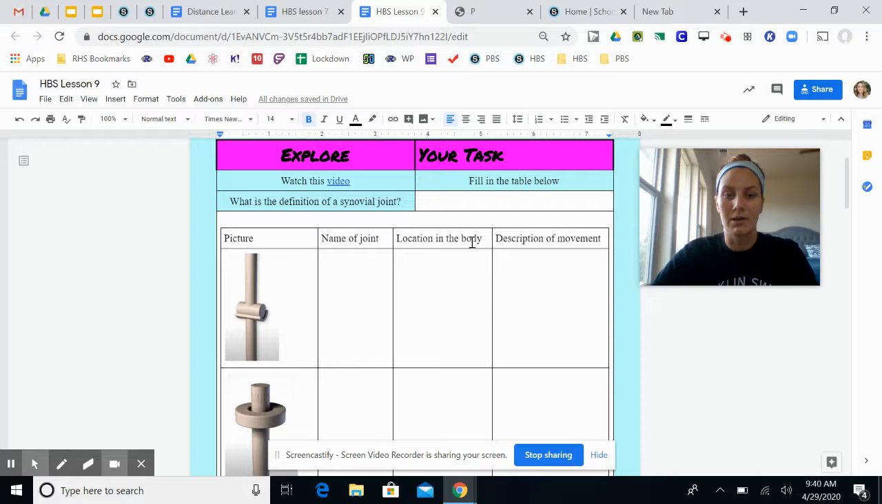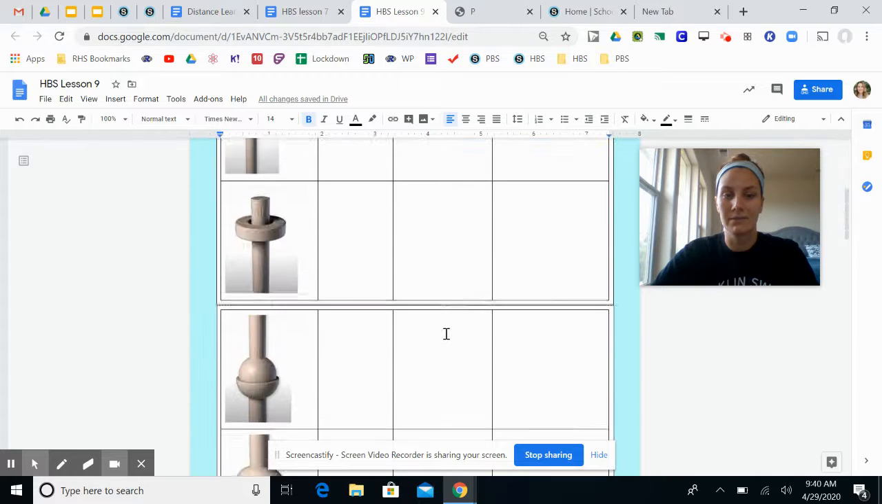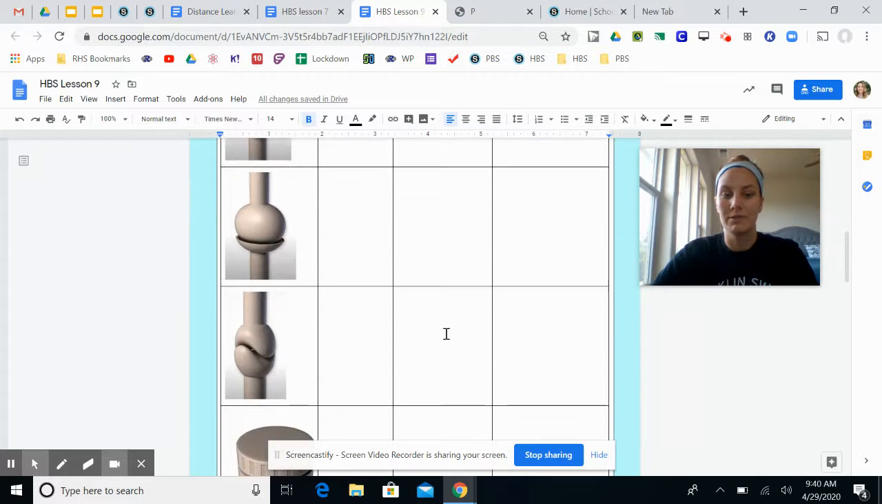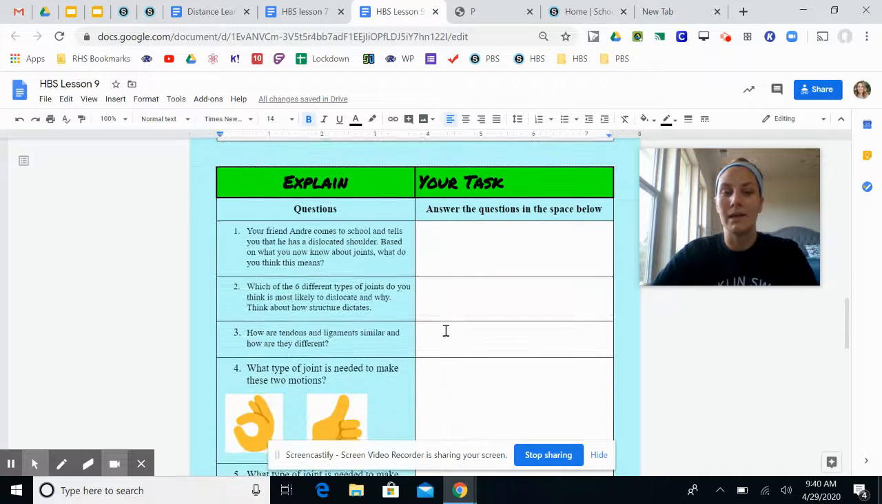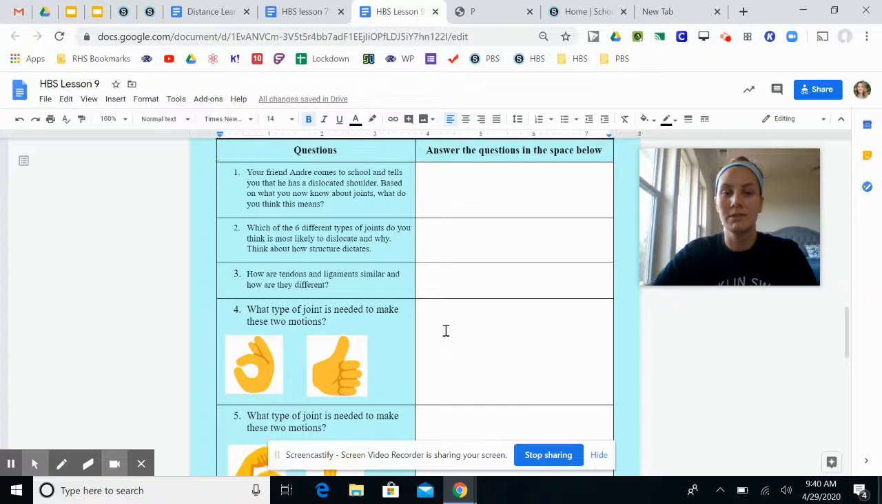So there are your six different joints to look at. And then a couple questions about the different types of joints and movements. One here about tendons versus ligaments and how those are similar and how they are different.